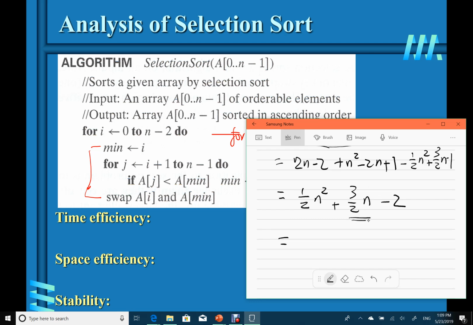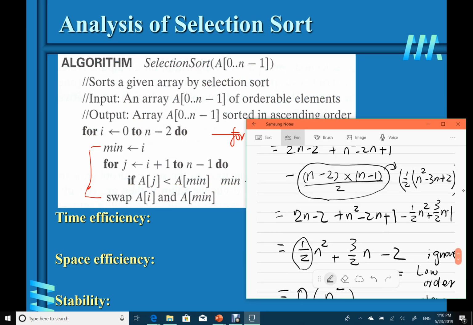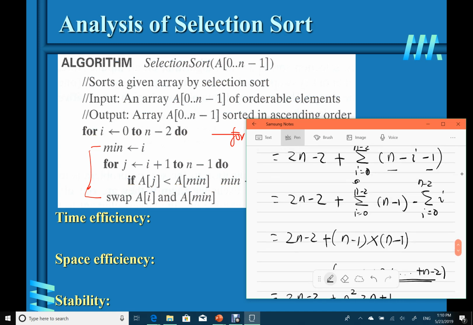This is a lower order term, right? This is also a lower order term. We need to ignore these lower order terms. We ignore that, and we also ignore the coefficient, such that we have n squared. So this is the time efficiency analysis for this selection sort.